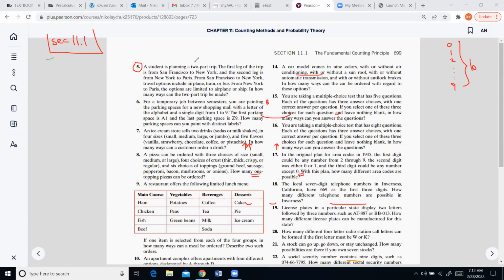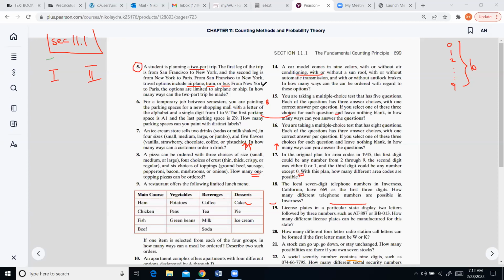So they say a student is planning a two-part trip. There is a first leg and there is a second leg of the trip, it looks like. They say that the first leg is from San Francisco to New York, and then the second leg, from New York to Paris. Travel options include airplane. So for the first leg, the choices are either airplane or train or bus.